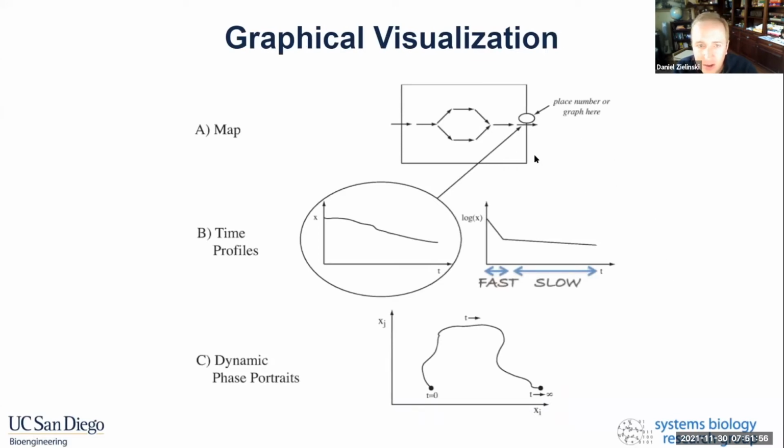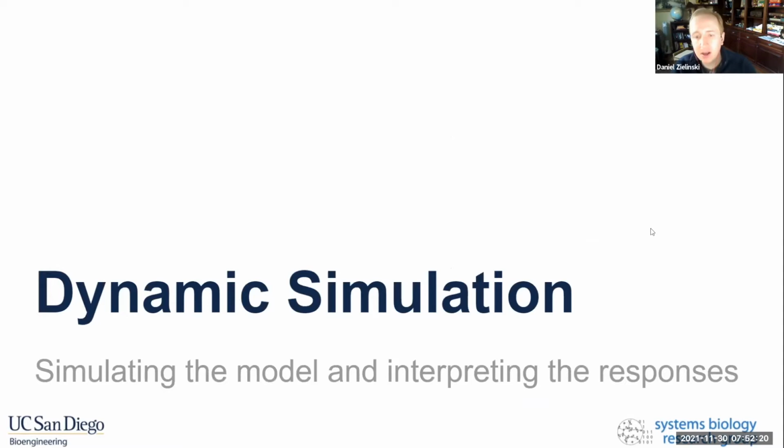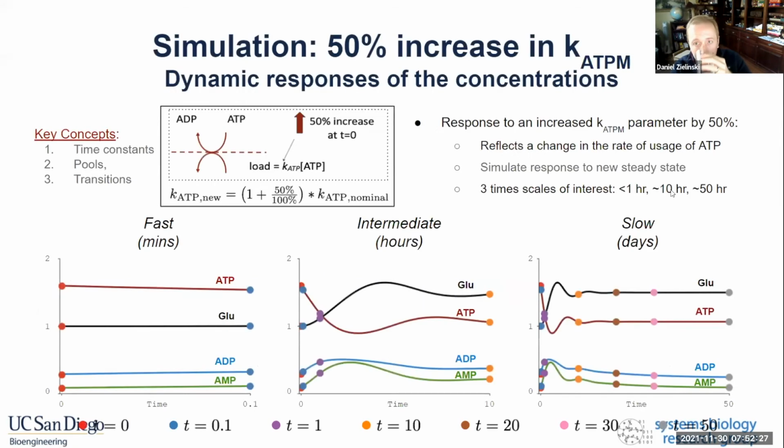And then we can also do different kinds of graphical visualizations, either by mapping dynamics onto a pathway and examining where things are occurring. We can look at time profiles of individual elements, or we can look at dynamic phase profiles, meaning we can plot one metabolite or complex versus another and analyze this over time. So let's get into that last piece a little more. We have about 10 minutes left. So I was talking about how you can plot this.